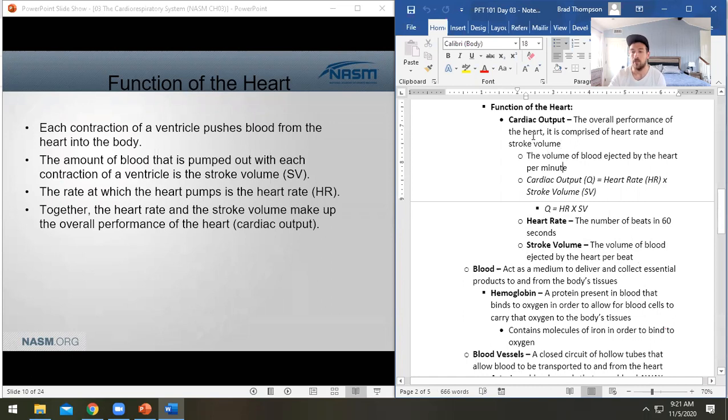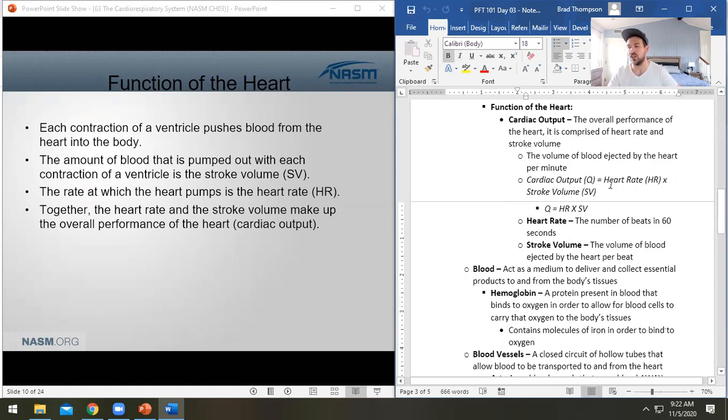So you can think of cardiac output, like I said, the overall performance of the heart, as your heart rate times your stroke volume. Think of it as the volume of blood per minute, right? So when we look at this, we often look at it as a math formula, right? Cardiac output equals your heart rate, number of beats per minute, times stroke volume, amount of blood per beat, right? So this is what this formula looks like in short.